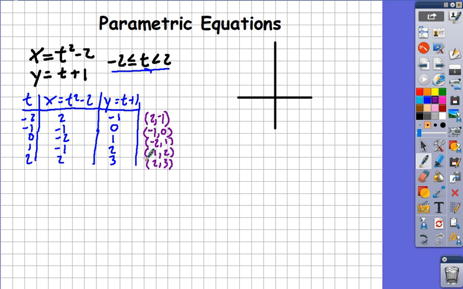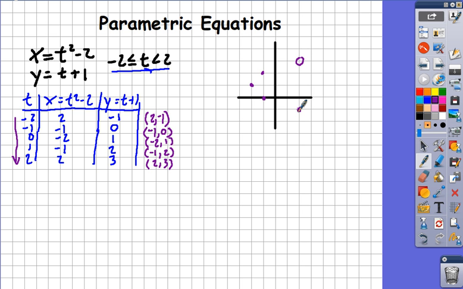But as we plot these points, we want to look as t goes from smaller to larger. As we're going in this direction as we plot, we're going to put arrows on our graph. So our first point's at 2, negative 1. It's right here. And notice up here it's less than or equal, so I'm going to put a solid dot right there. Our next point is negative 1 comma 0, right there. And then negative 2 comma 1 there. And then negative 1 comma 2. And notice the direction we're going here. And then finally 2 comma 3. And that endpoint is not included, so I'm going to put an open circle right there.